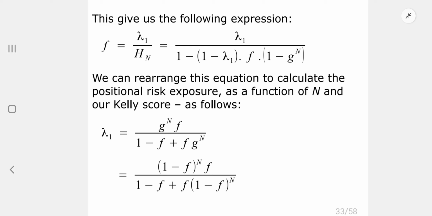We can rearrange this equation to calculate the positional risk exposure as a function of n and our Kelly score as follows. Lambda 1 equals g to the n times small f, all divided by (1 minus small f plus small f times g to the n), which equals (1 minus small f) to the n times small f, all divided by (1 minus small f plus small f times (1 minus small f) to the n).